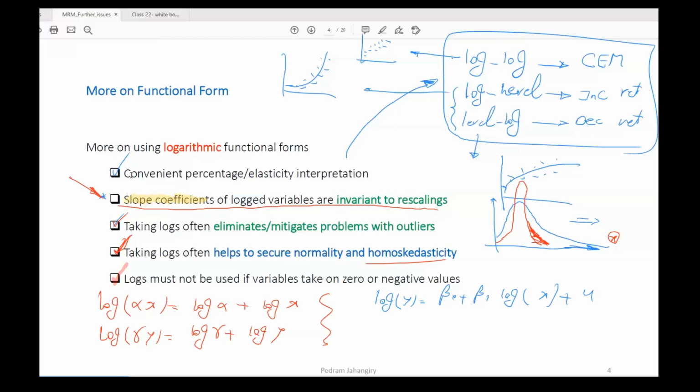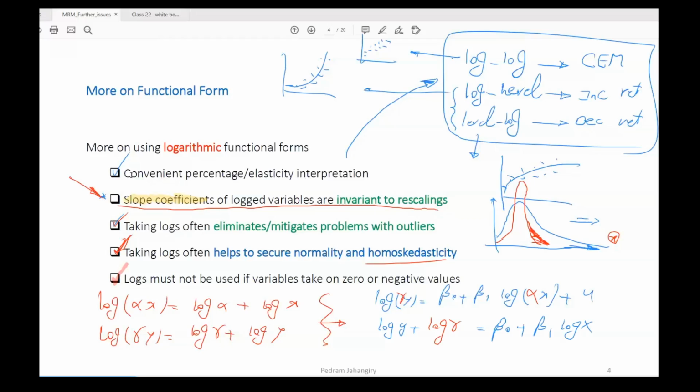Now, if I multiply y by gamma and multiply x by alpha, then do you agree that I can use this property and write the whole new thing in this form? So log of gamma y is going to be equal to log of gamma plus log of y, and this is equal to beta 0 plus beta 1 multiplied by log of x. Does everyone see that? Okay.